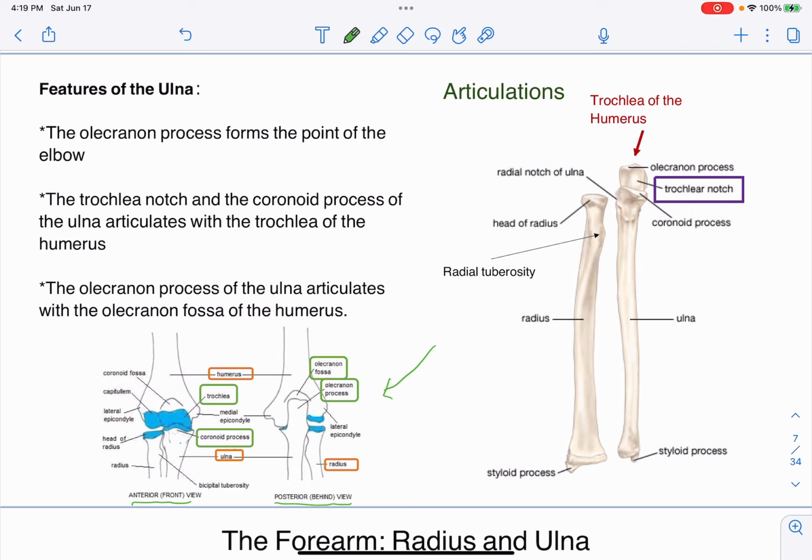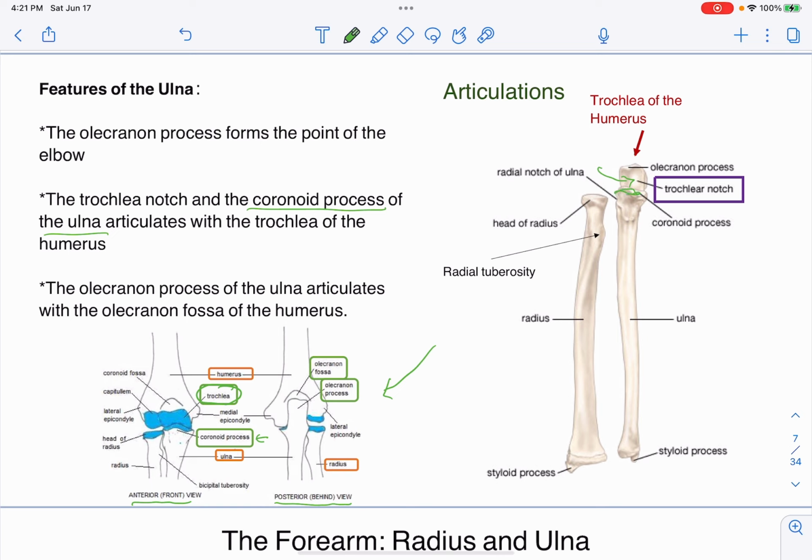So we were just talking about that trochlear notch. The trochlear notch and the coronoid process of the ulna articulate with the trochlea of the humerus. Just to be clear, the trochlea of the humerus is going to sit in the trochlear notch of the ulna. You're also going to get an articulation with the coronoid process.